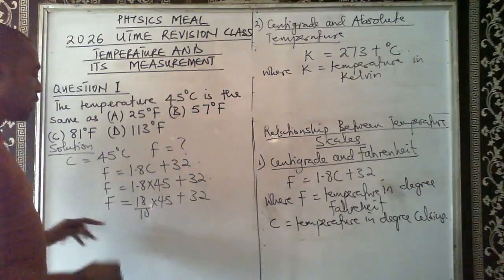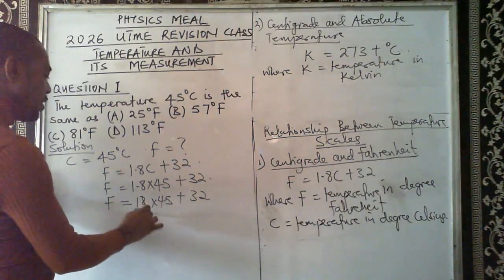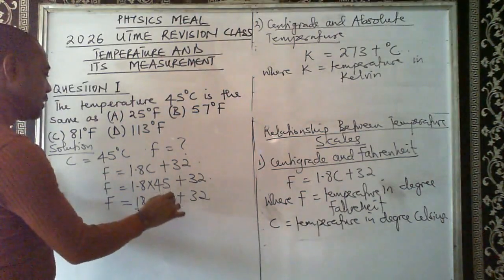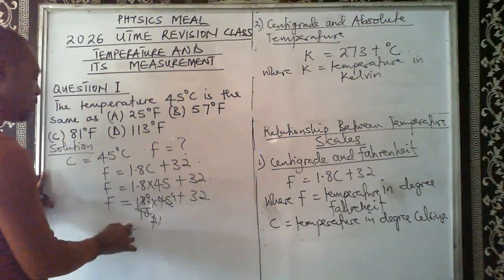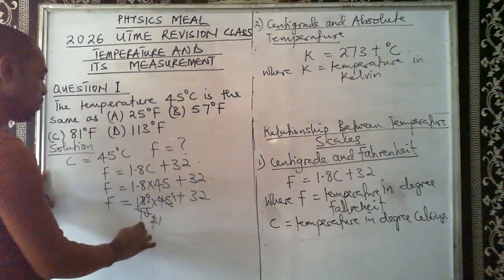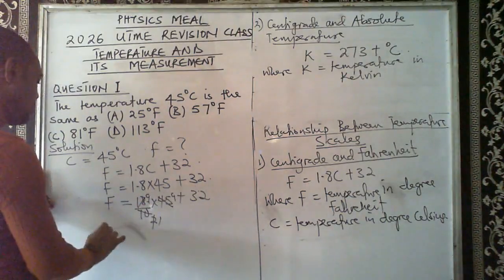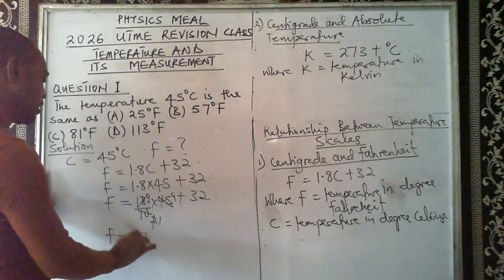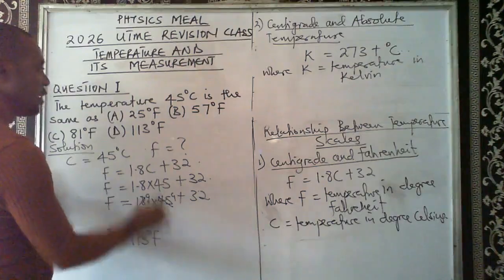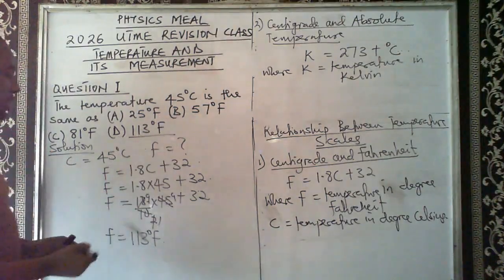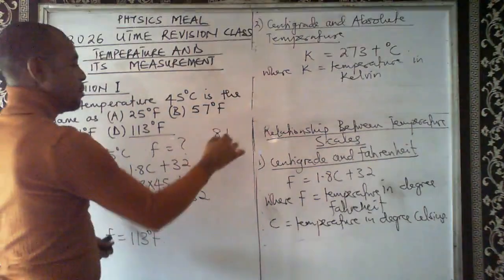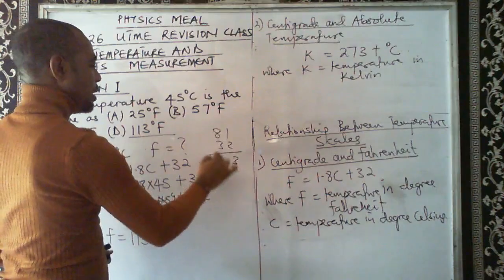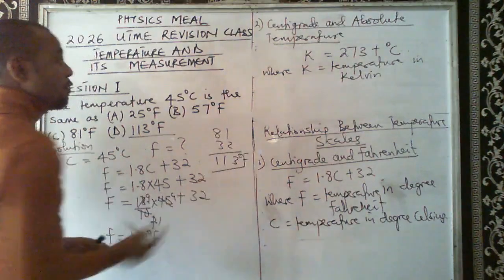So, if we do that, 5 here is already 2, 5 here is 9, right? And then 2 here is 1, 2 here is 9. 9 times 9 is what? 81. And 81 plus 32 will give me my beautiful F as 113 degrees Fahrenheit. And that's the correct answer. When you add 81 plus 32, you have 113 degrees Fahrenheit.